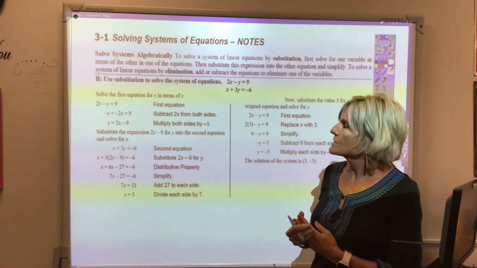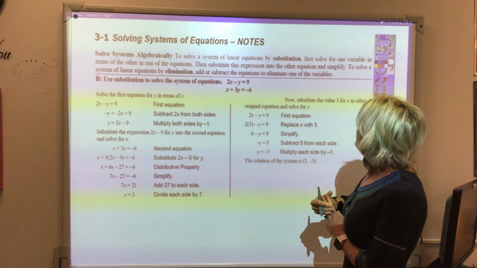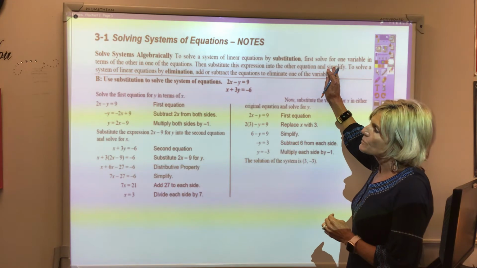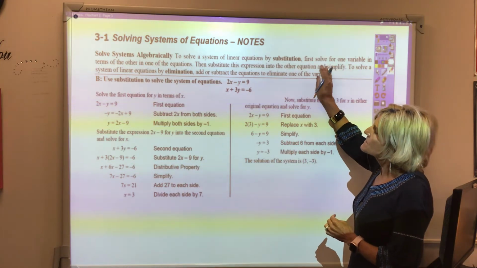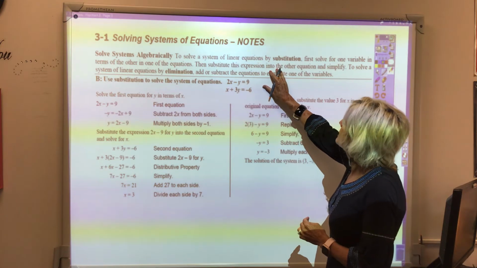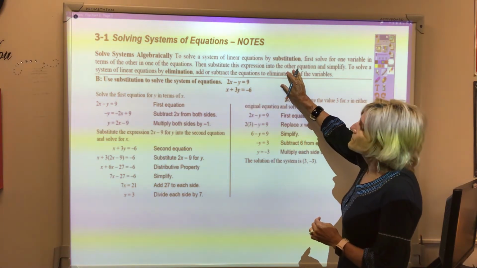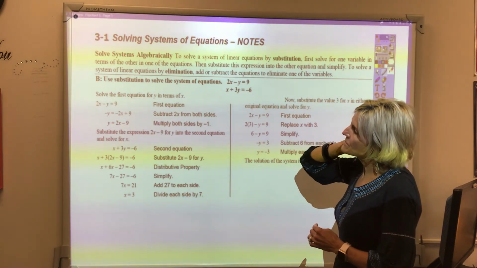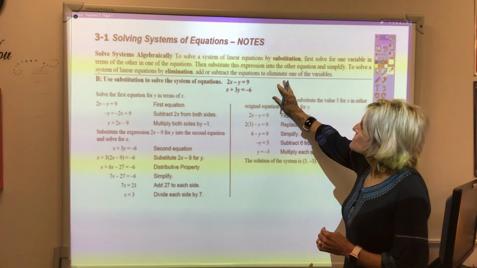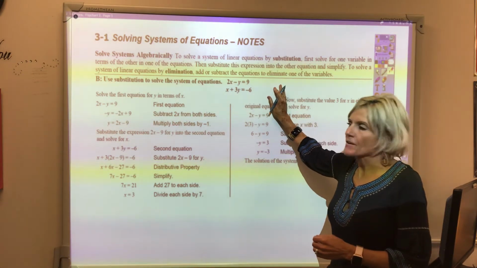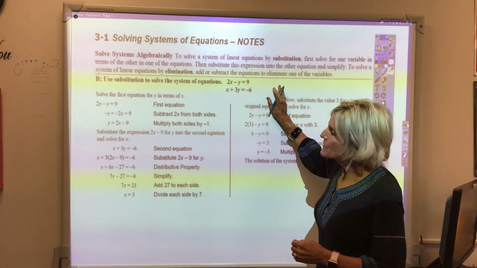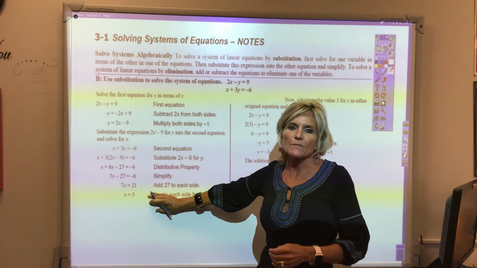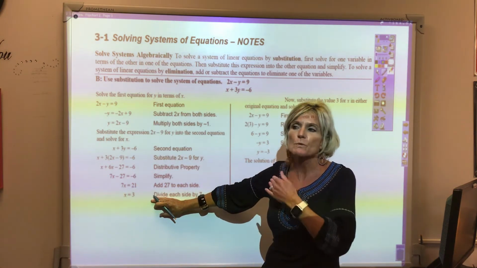The first one is called substitution, and it is done by solving for one variable in terms of the other in one of the equations, then substituting that expression that you found into the other equation and simplifying. To solve a system of equations by elimination, you add or subtract the equations to eliminate one of the variables. I prefer the elimination method, although when you take college algebra, you're going to have to be able to show both methods. So we'll go through both.